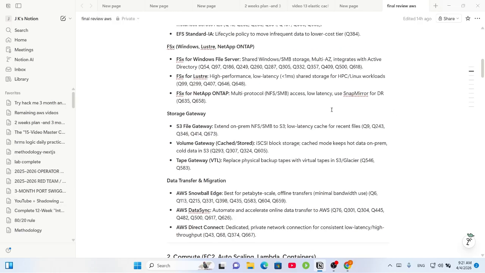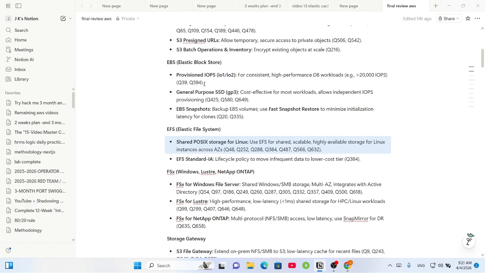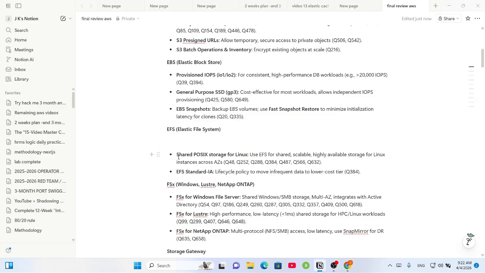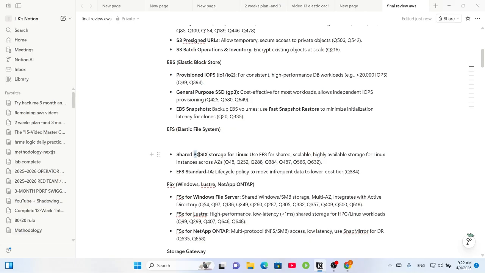So we can go ahead and continue. Like we were saying about EFS, it's basically a shared storage for your EC2 instances. It's elastic and it's shared POSIX storage for Linux. POSIX just means how Linux handles file systems, basically. Just think of Linux. So use EFS for shared, scalable, highly available storage for Linux instances across availability zones.